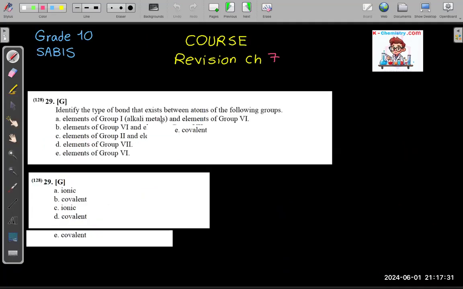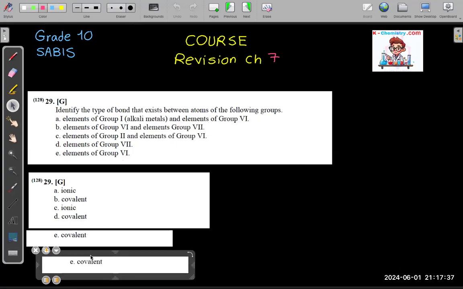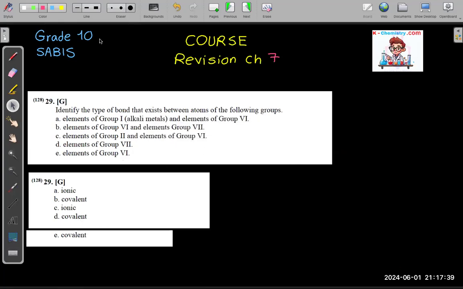Identify the type of bond that exists between atoms of the following groups. Mister, how do I know this? How do I answer this question? That is an easy one. I don't need to memorize this one.